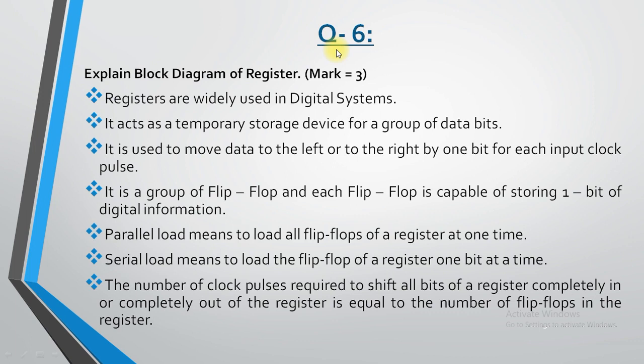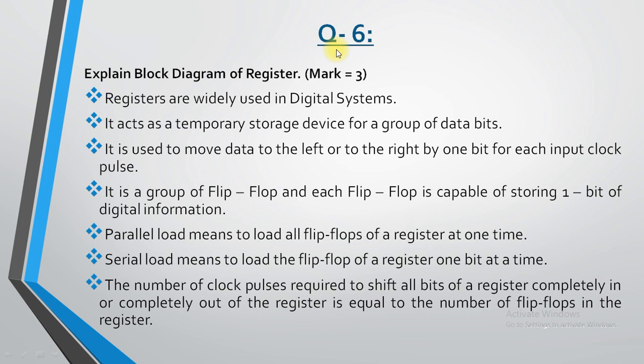There are 2 types of register you can use. Parallel load means to load all the flip-flops of a register at one time. And serial load means to load the flip-flops of a register one bit at a time. So this is the basic difference between parallel load and serial load. With parallel load, you are going to shift all the flip-flops at a time. And when there is a serial load, at that time you are going to shift one bit at a time.